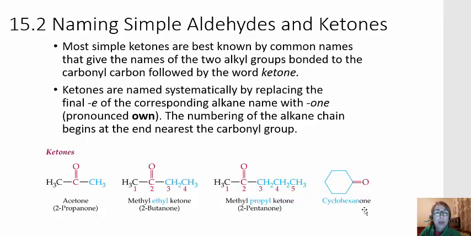Now, cyclohexanone has the same name for both IUPAC and common names. If you remember when we named cyclohexane, there was only one substituent off that cyclohexane. We didn't number it. So we don't need a number for cyclohexanone. We assume that this ketone functionality, this carbonyl group, is going to be on the C1.